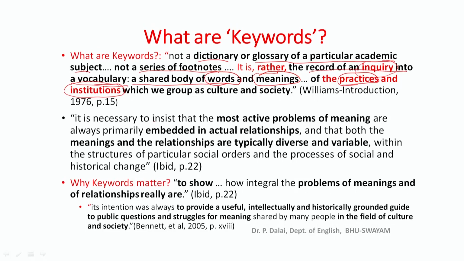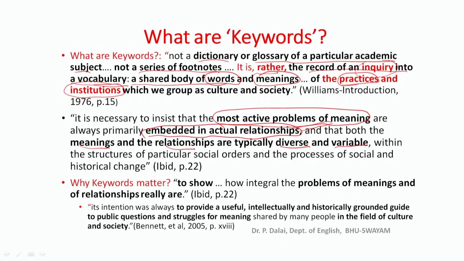And he says, it is necessary to insist that the most active form or problems of meaning are always primarily entrenched or embedded in actual relationship. So, the meaning or meanings of words are related to relationship, actual relationships, the way we act out our roles, performances. So, these meanings of the words are related to the structure of our relationship or our roles, and both the meanings and the relationships are typically variable.